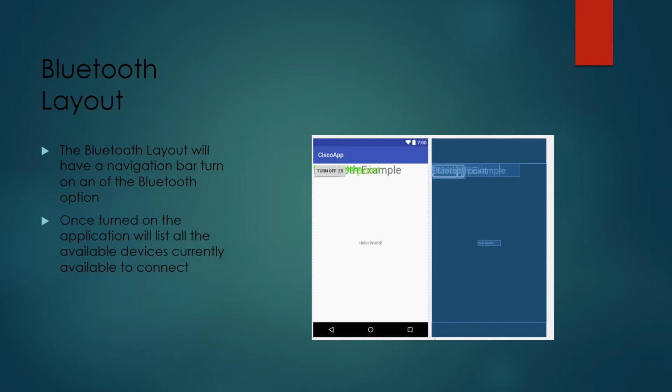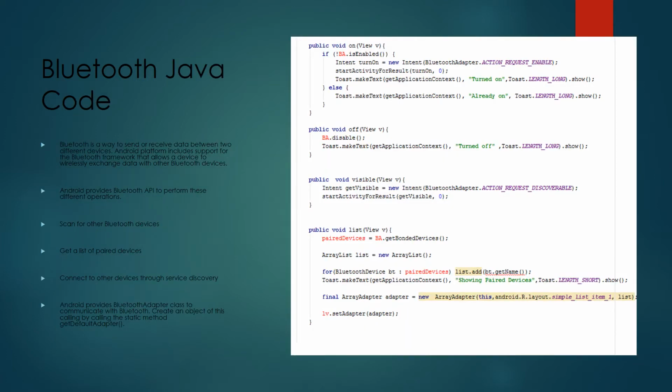This is the Bluetooth layout. As you can see in the picture, the page will consist of a turn on and off button. Once turned on, the application will list all the devices currently available to connect. The picture shows the Java code required to implement Bluetooth connectivity. This code is implemented in the main activity Java file.